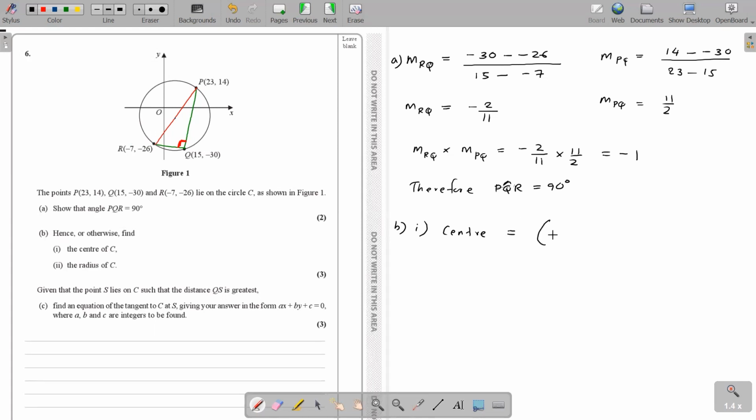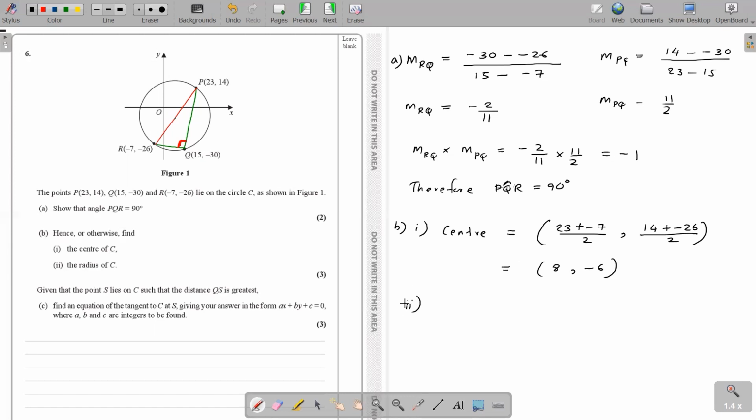So we'll add the coordinates and divide by 2. Add the x coordinates 23 and minus 7. 23 you add with minus 7, divide by 2. The other one, 14 you add with minus 26 and divide by 2. How much is the center? 23 and minus 7, we divide by 2, we get 8. And then 14 minus 26, we add and divide by 2, we get minus 6. So your center coordinates are 8, minus 6.